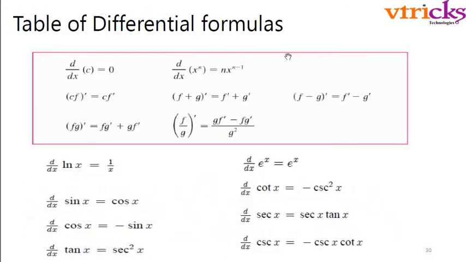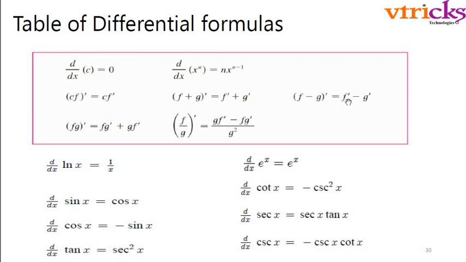So (cf)' becomes c f'. The constant is taken as it is and we differentiate whatever is the function here. The sum of two functions, (f plus g)', is f' plus g'. So either we say d by dx of f(x) or we say f'(x). Both are the same notation. You will find both being used. So in short, we write it as f'(x). When I say f', it is df by dx.